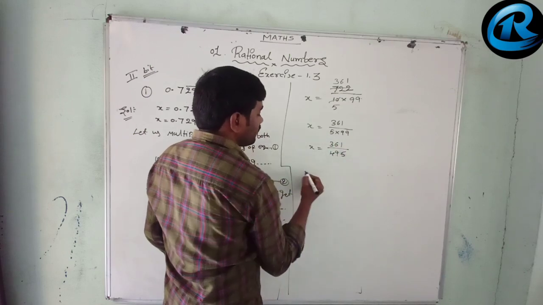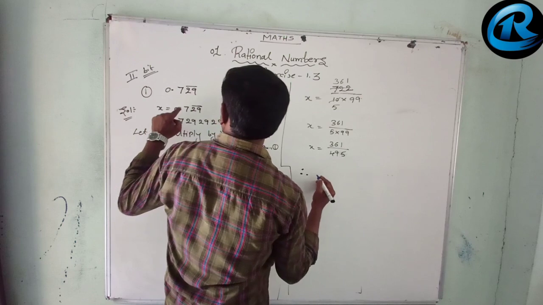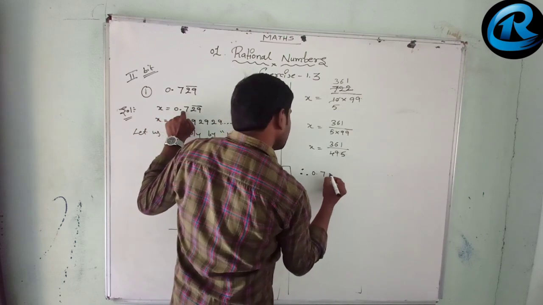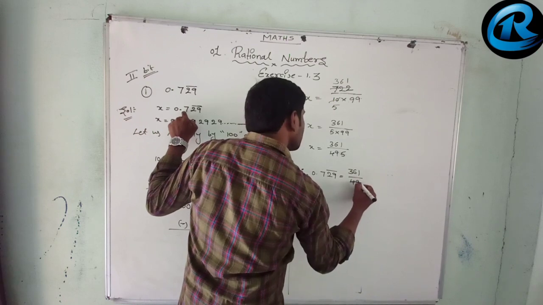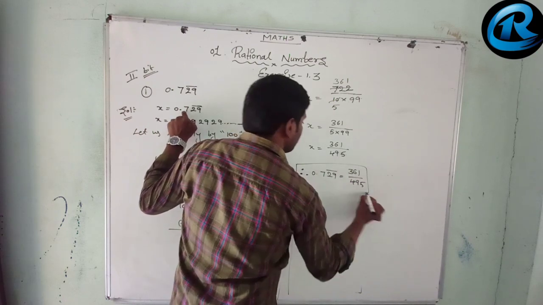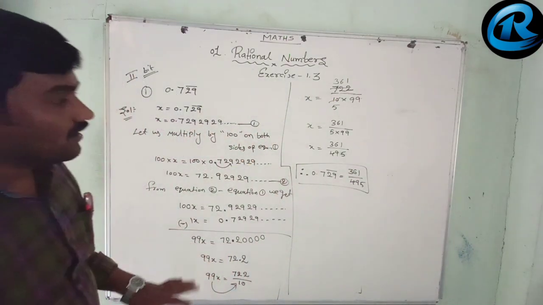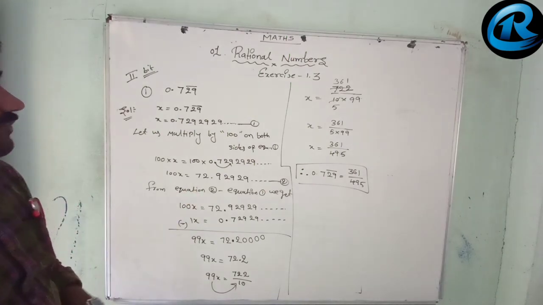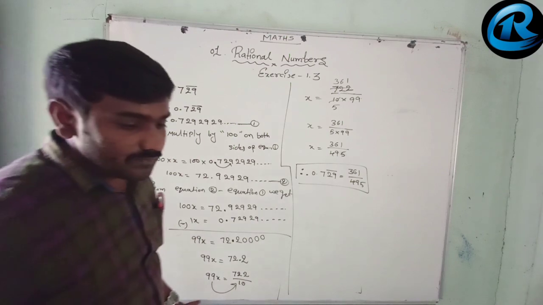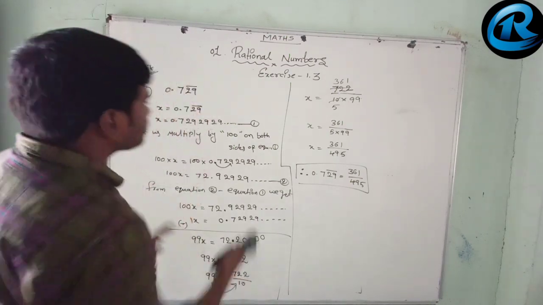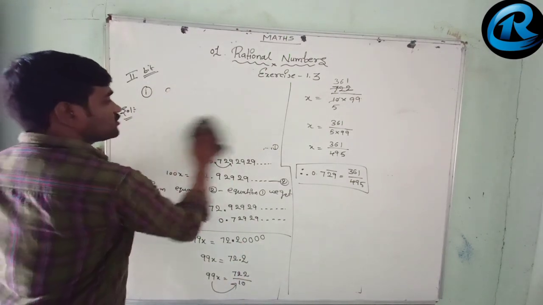So therefore you get x, what we assumed here, 0.729 bar equals 361 by 495. I hope you understood this clearly now. And the other process, the same process, will continue. So the next problem is in the same model.